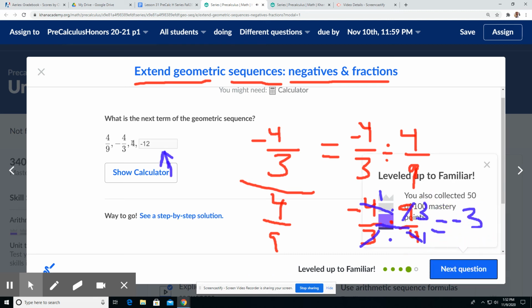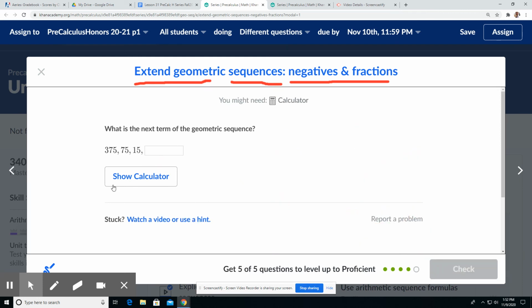All right, and so the trick is just doing a later entry divided by the previous entry when doing these geometric sequences. So just break it down into a formula. That way you're not stuck trying to twist your brain what's happening here. And same idea.